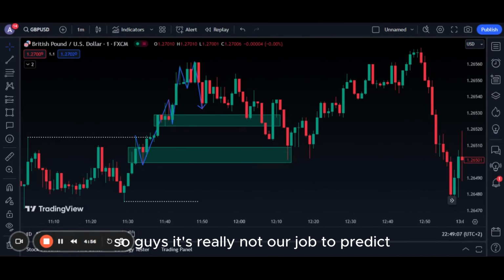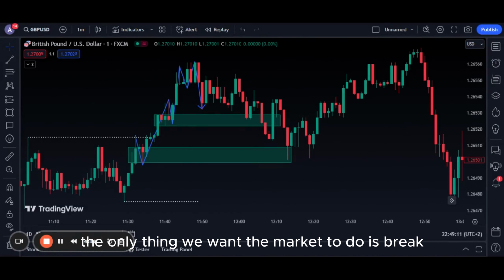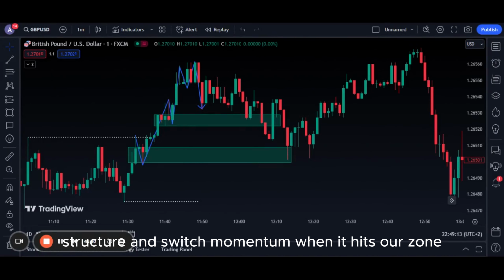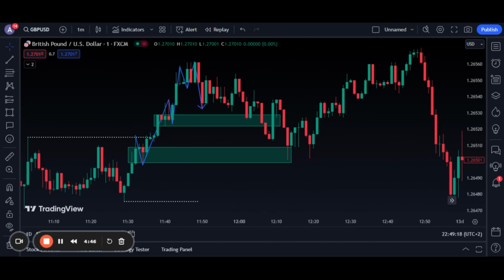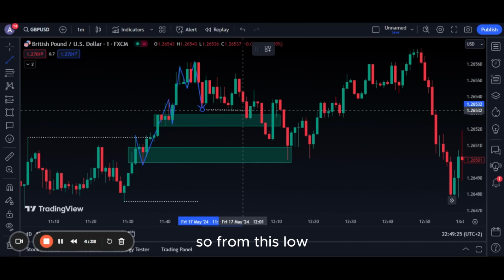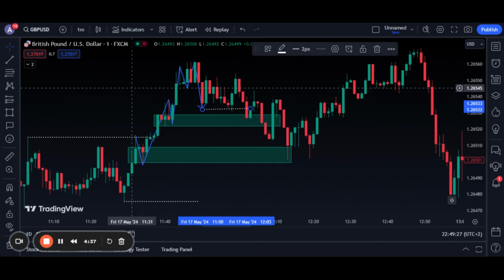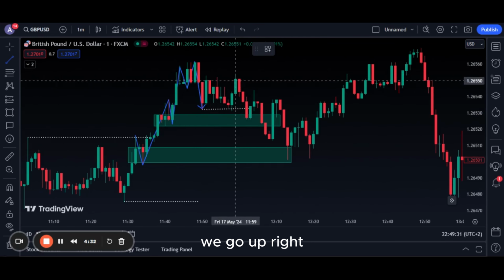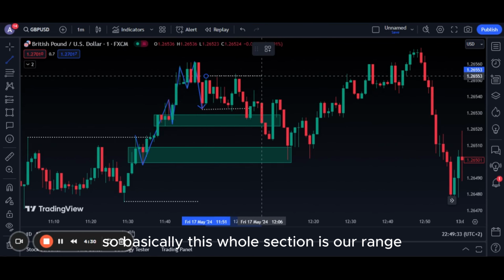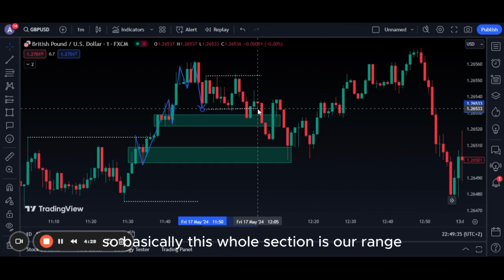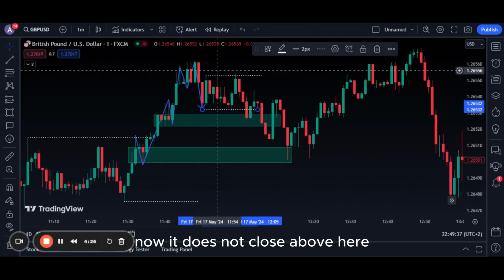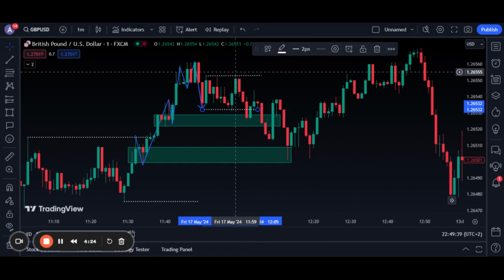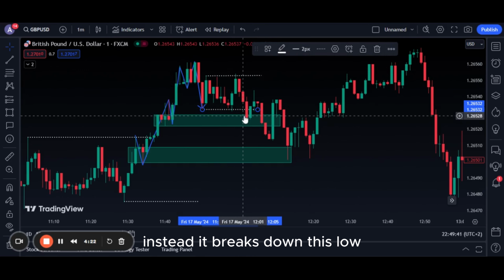So guys, it's really not our job to predict how deep the price will retrace. The only thing we want the market to do is break structure and switch momentum when it hits our zone. So here is how the process looks like. So from this low, price makes a new high. So we go down and we go up, right? So basically, this whole section is our range. Now, it does not close above here. Instead, it breaks down this low.